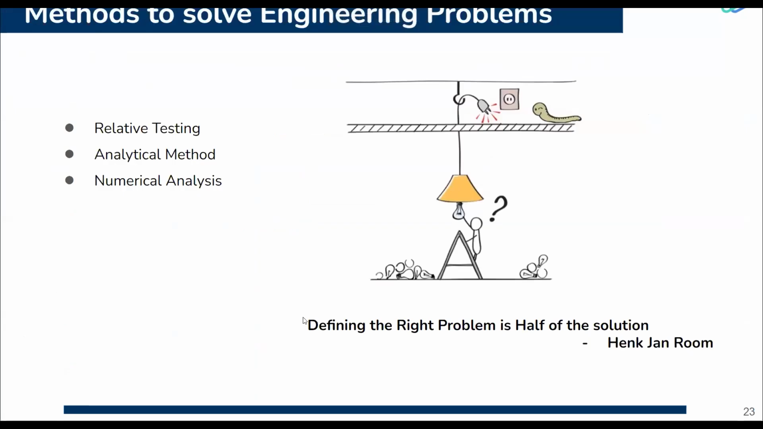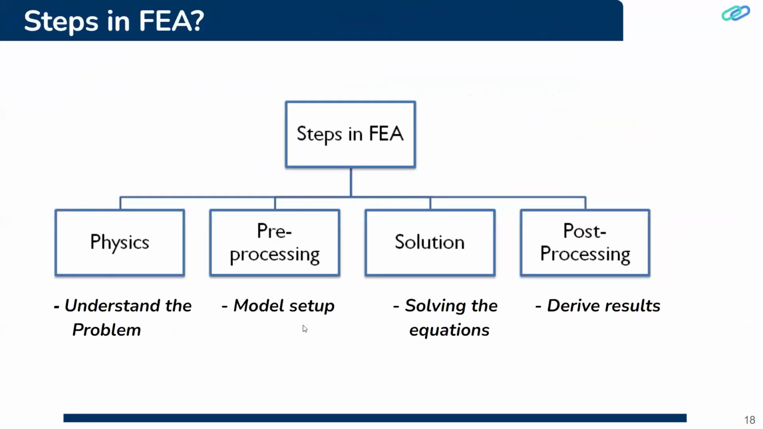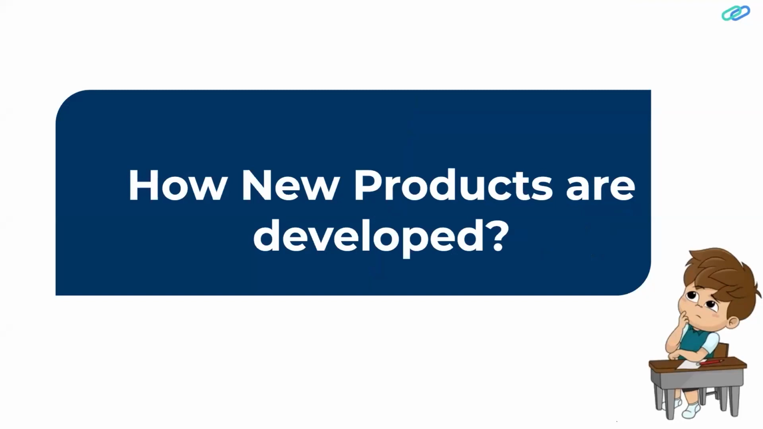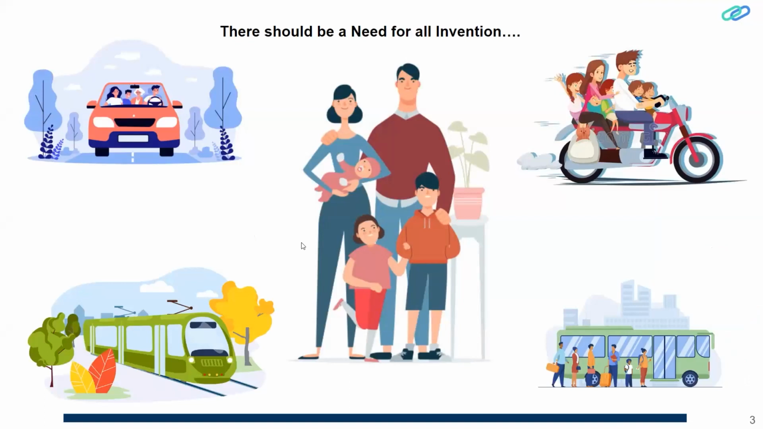So let me quickly jump to the first page. We'll basically start with the overview of all this, and then we'll deep dive into the topics. First question: whenever any engineer is there, the first and foremost question that comes to mind is, how are new products developed? If you talk about products, any product that is going to be manufactured or sold in the market, there will always be a need for invention.